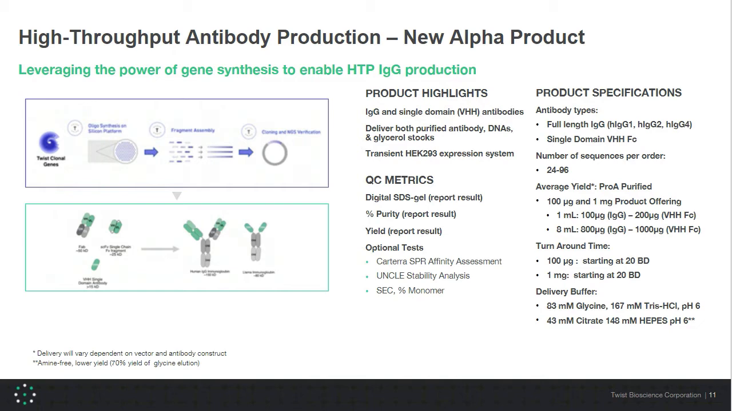And we have two different buffers that we can use, one that's amine-based and one that doesn't have any amines for if you want to do any sort of downstream conjugation. So please follow up with us if you're interested in our high-throughput IgG offering. But as I said, it's built into our discovery projects as well.